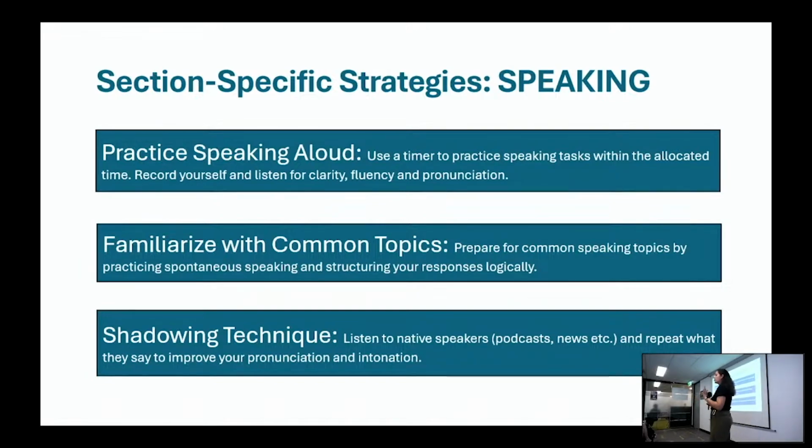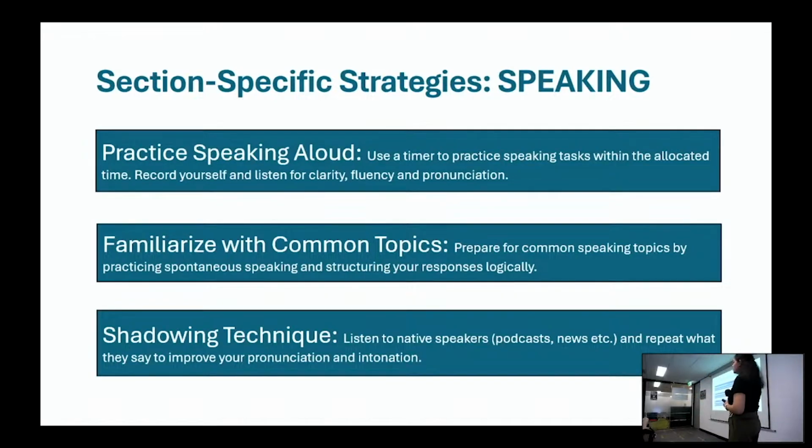Speaking scores are based upon 3 different factors: your oral fluency, your pronunciation and content. And also you have to familiarize yourself with common topics. Prepare for common speaking topics by practicing spontaneous speaking and structuring your response logically. First of all, you have to understand how many tasks there are, what the requirements are, how you can prepare yourself, what the time limit is, and what the scoring criteria are.